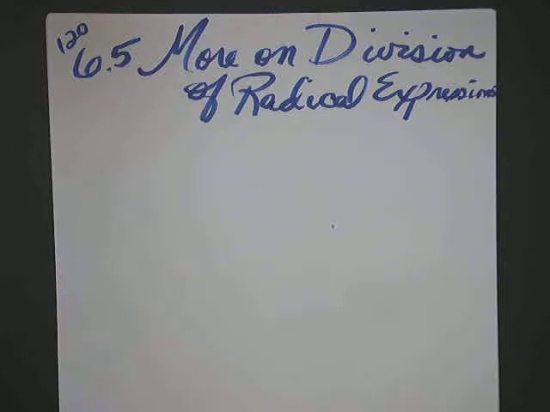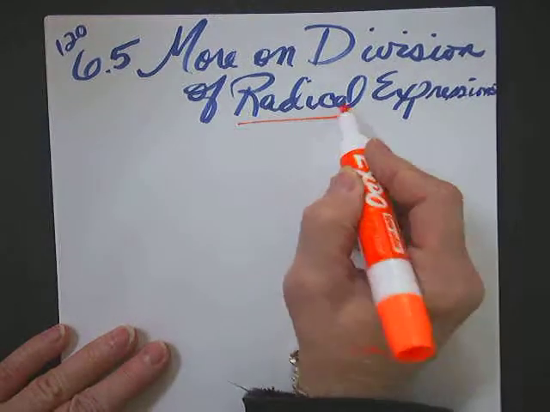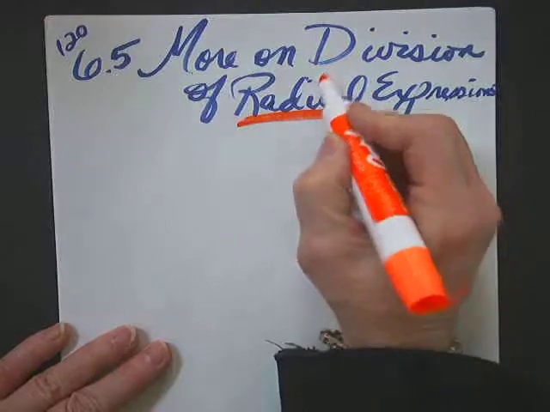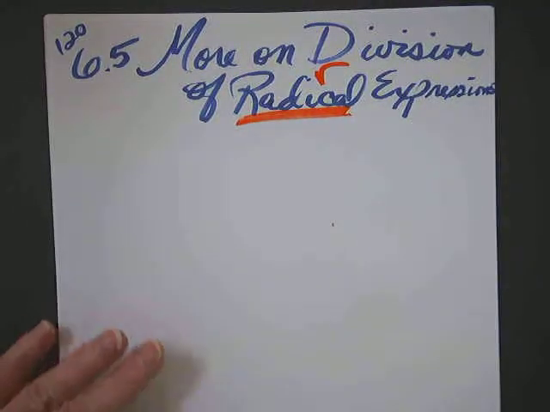6.5, more on division of radical expressions. Radical means it has square roots in it. It's an expression, not an equation, so it's not going to have any equals. It's just like how we were adding and subtracting expressions. Now we're just dividing expressions with square roots in them. So we're dividing square root expressions.